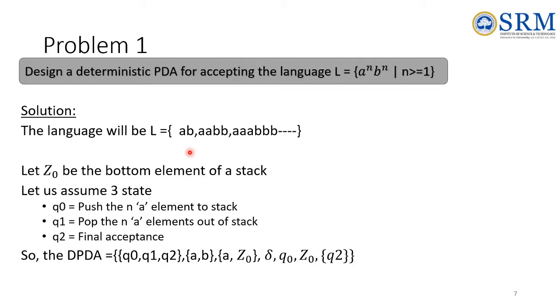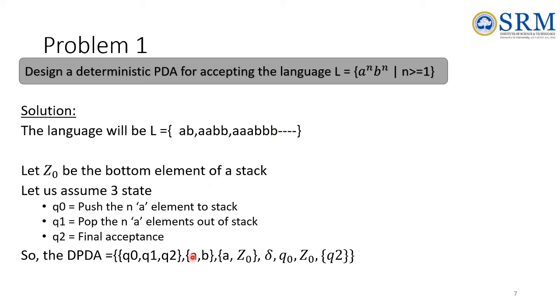Let's start with a very basic problem: construction of a deterministic PDA for a language accepting a^n b^n, where n is greater than or equal to 1. If n is equal to 1, the string will be AB. If n is equal to 2, the string will be AABB, 2 A's followed by 2 B's. So for any n, you have that number of A's followed by that number of B's. So how do we design a PDA?